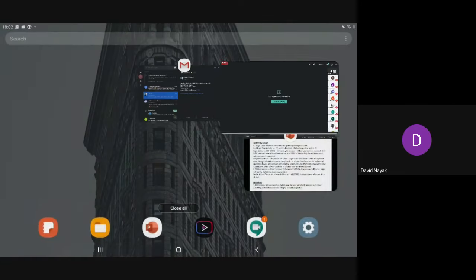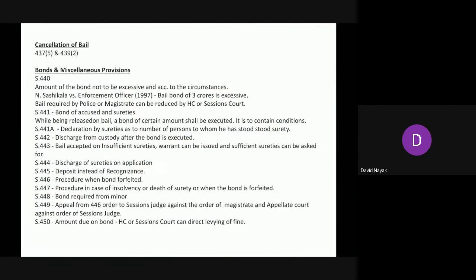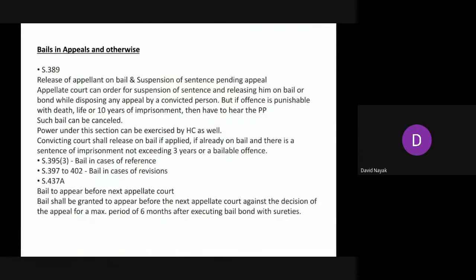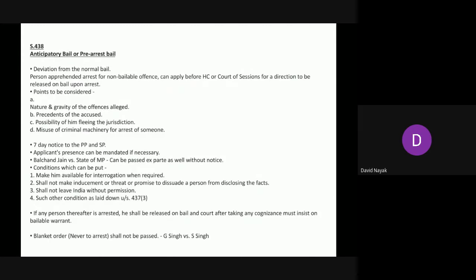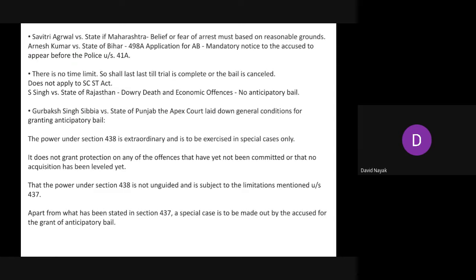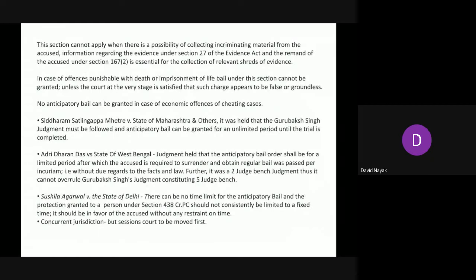I'll go to the judgment again. I'm bad with judgments. I'll just reiterate the judgment again. Anticipatory bail, in which case we held. Yes, there is no time limit. There is no time limit here.